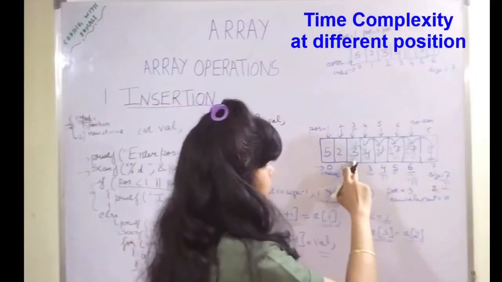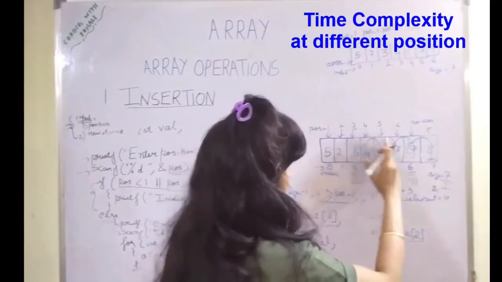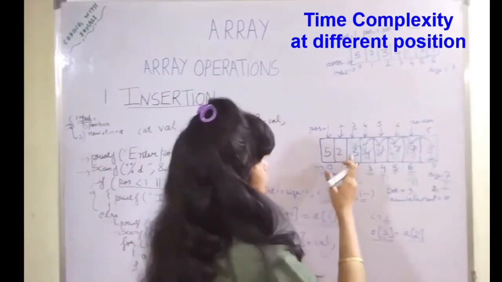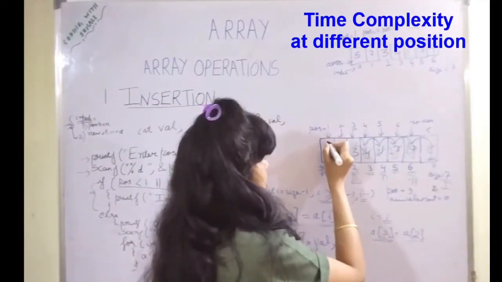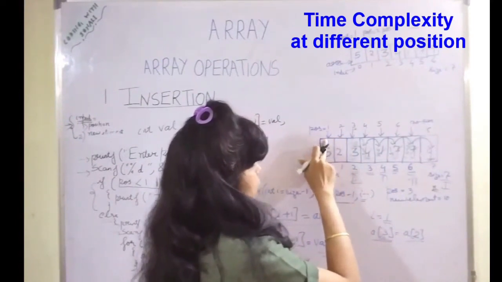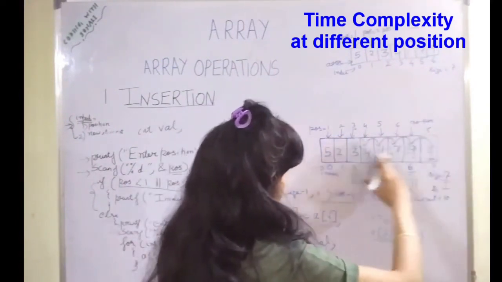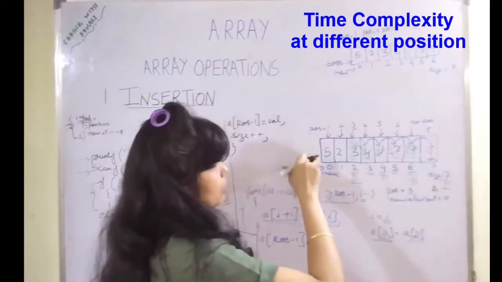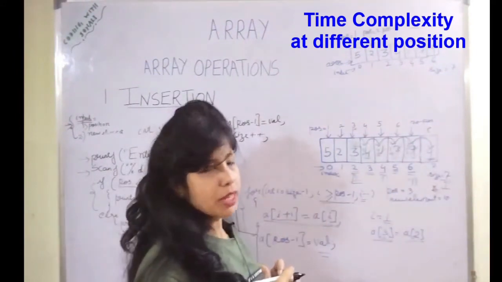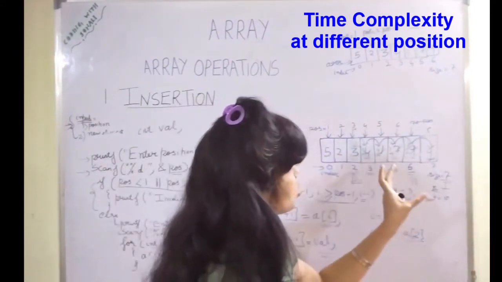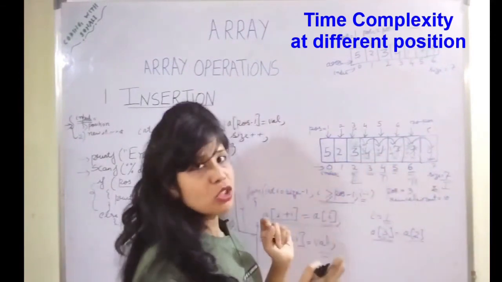So you can understand how many shifts we have to do. If the position is here, that is 3, we have to do that much amount of shift. What about if the position is at the beginning, that is at 1? Therefore all elements we have to shift to the right side. How many shifts do we have to perform? We have to perform the shifts depending upon the size of the array.